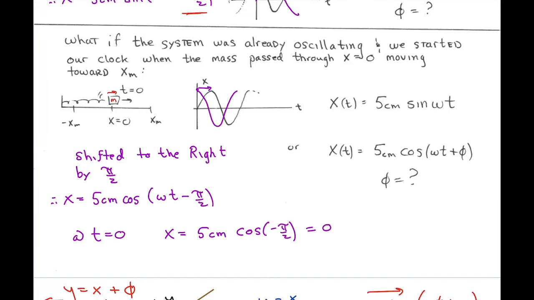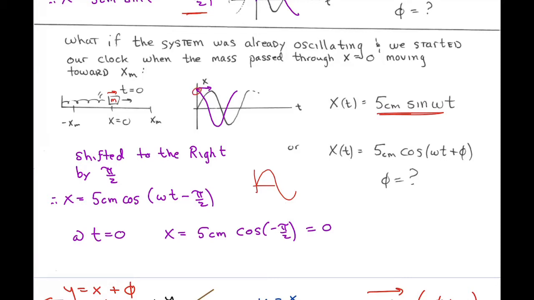Okay, so that curve would be written like this. It starts at 0, and then it goes to x max. So that's a sine, and the amplitude was 5 centimeters, so I could write that as a sine. All right, but let's say you need to write it as a cosine.